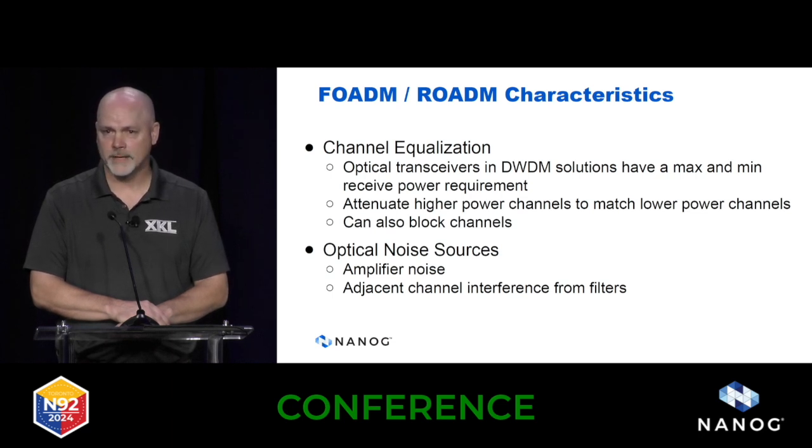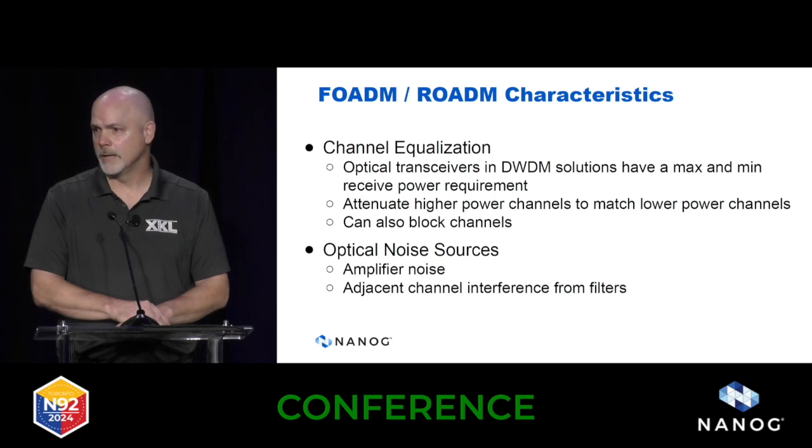They're going to stay at that low level, and then you attenuate the high guys, so they're all the same. The WSSs have this inherently in the design of that component, so you can equalize and block channels as you want to. The other key characteristic of FOADMs and ROADMs is the optical noise and the noise sources. Noise is your killer in your network. Once it's in, you can't get it out. And so you need to be careful about the design and make sure you understand what these noise components are.